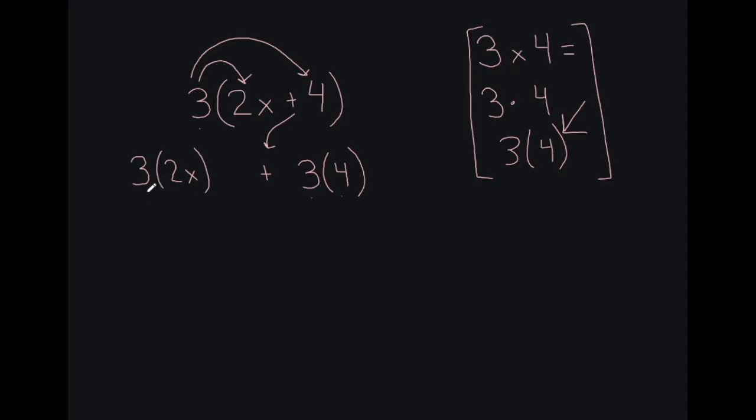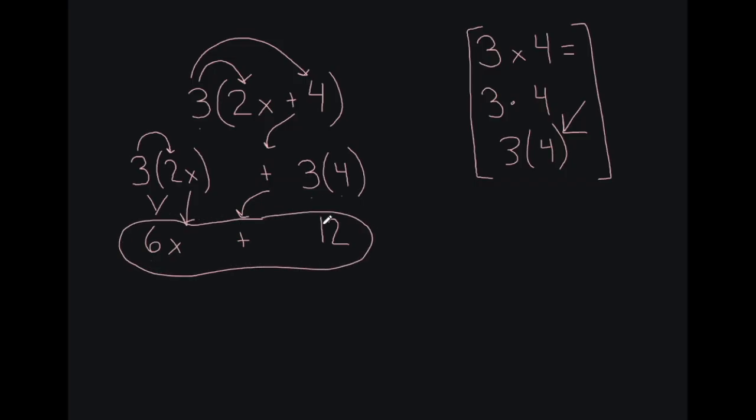Let's compute 3 times 2x. 3 times 2 equals 6. We're going to keep our x, so we will have 6x. Now we'll do 3 times 4, which equals 12. We now have 6x plus 12. There is nothing else we can do here, so this is our answer.